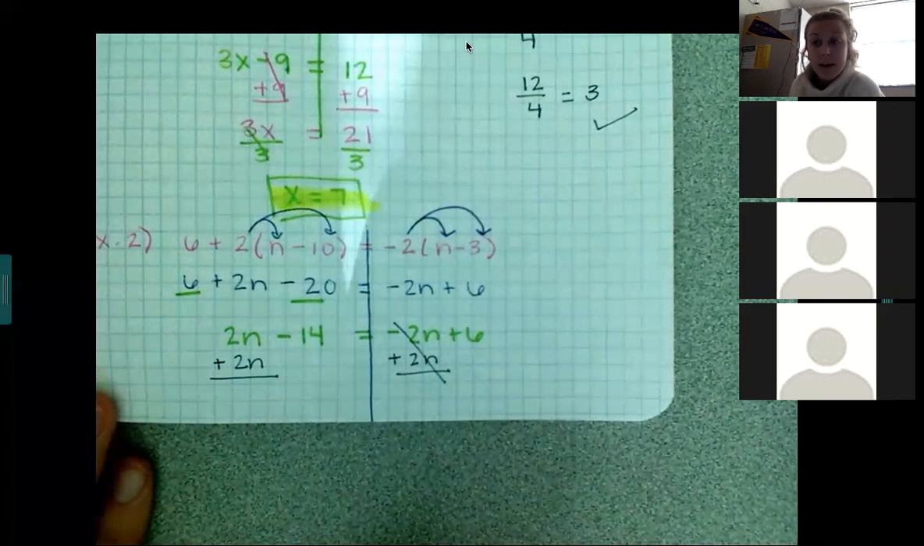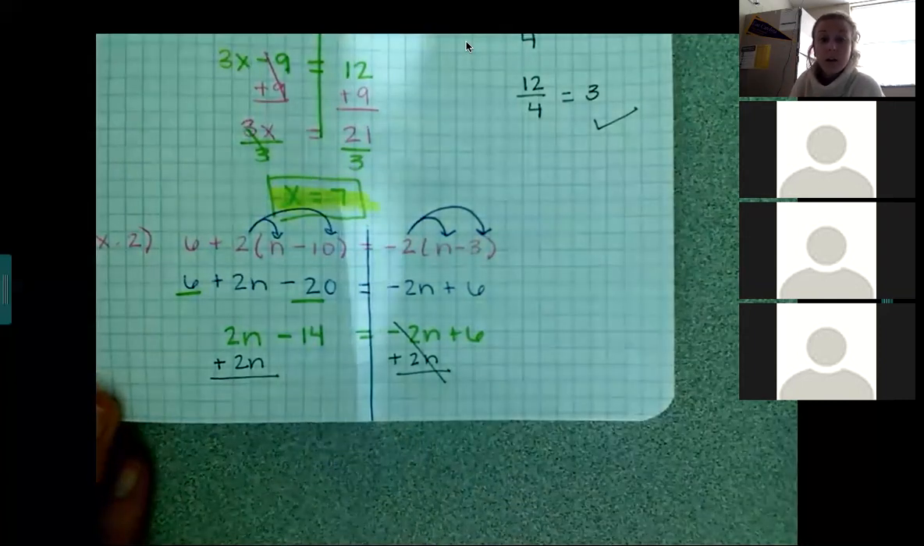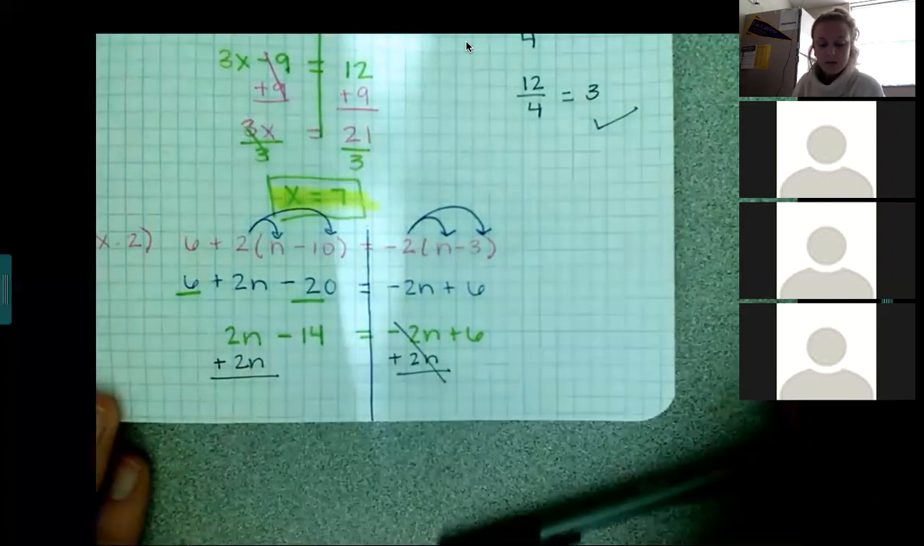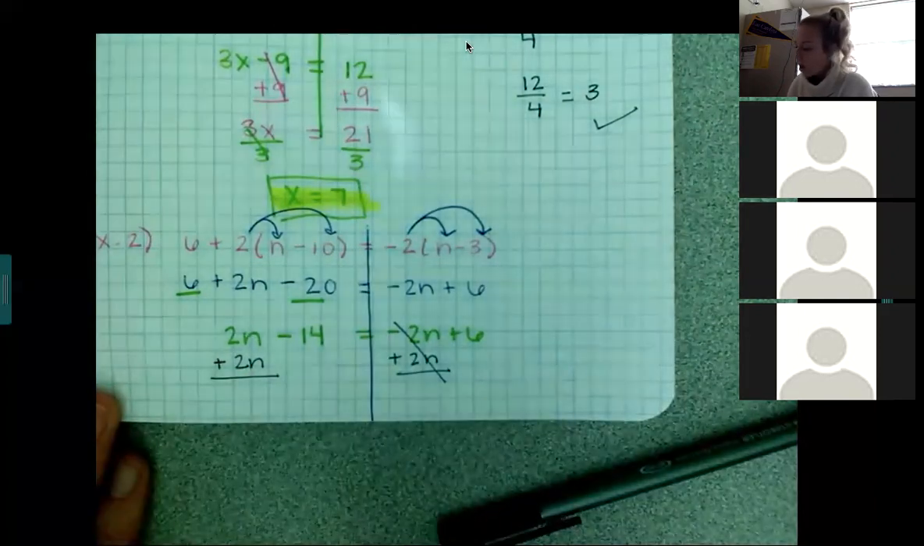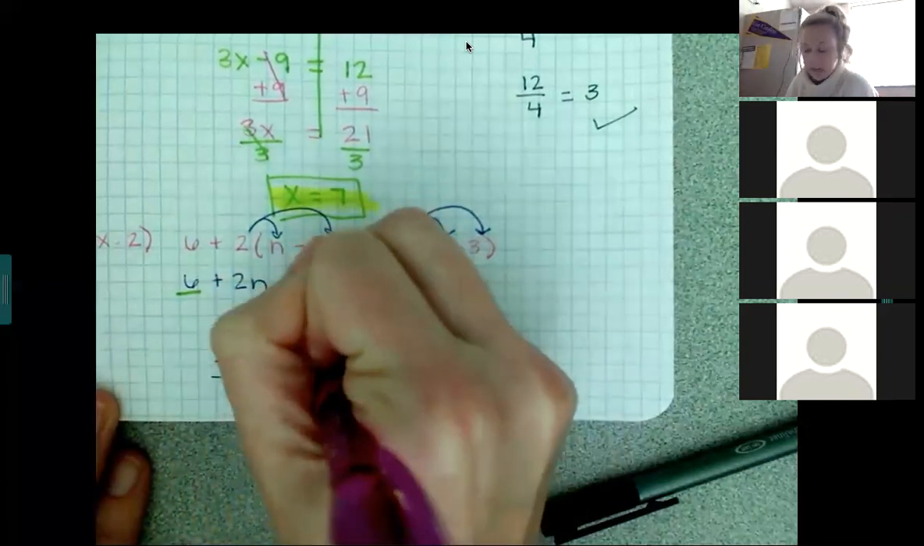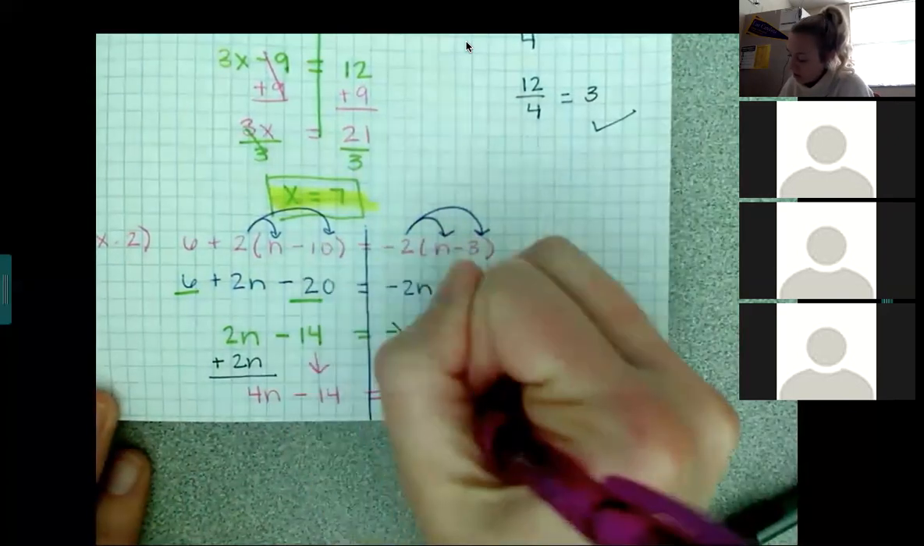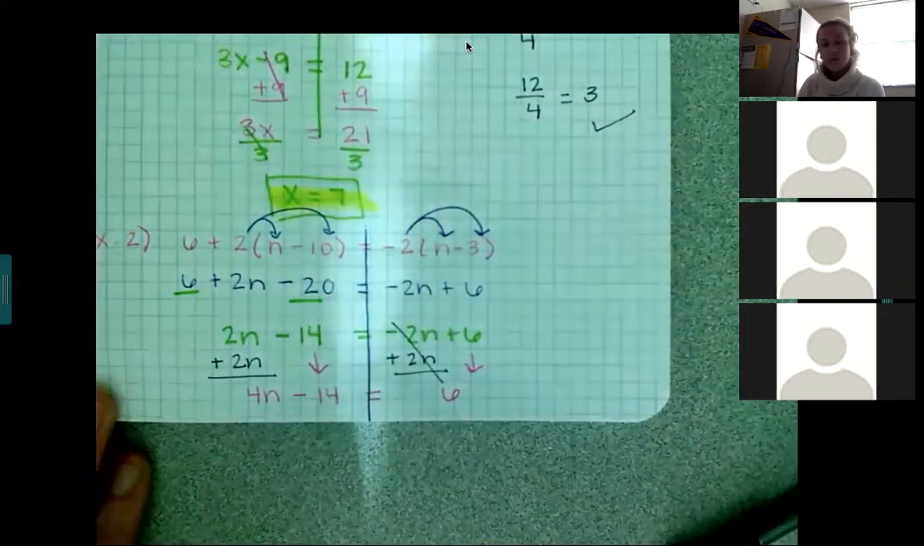I need y'all to remember that. You can sing it if you want. But cha-cha slide to the left with your letters, okay? So what's 2n plus 2n? 4n. Good, 4n. Minus 14, because I didn't use that, so I'm going to bring it down, right? Equals, and I'm going to bring down the 6.